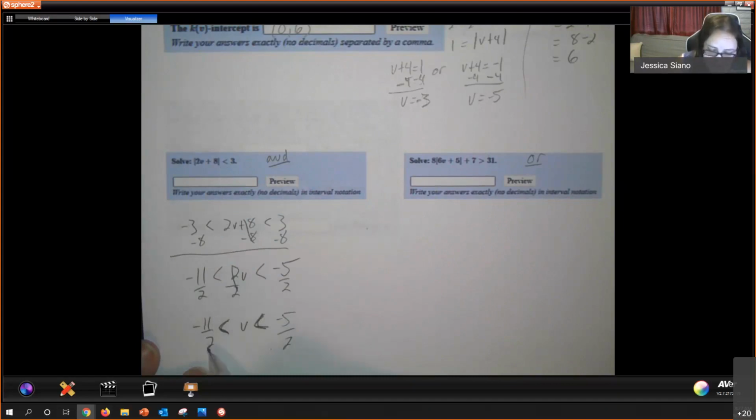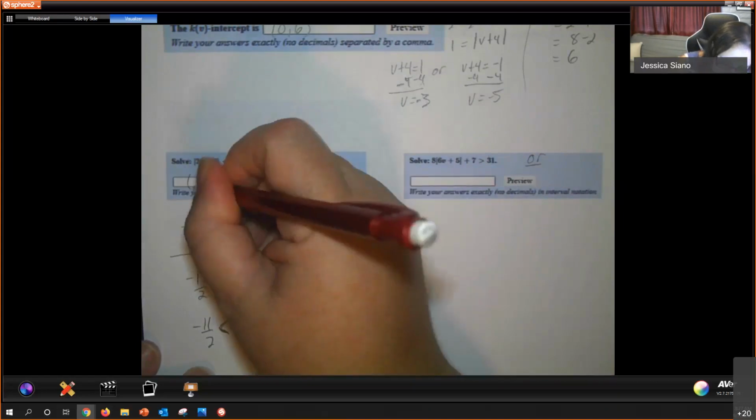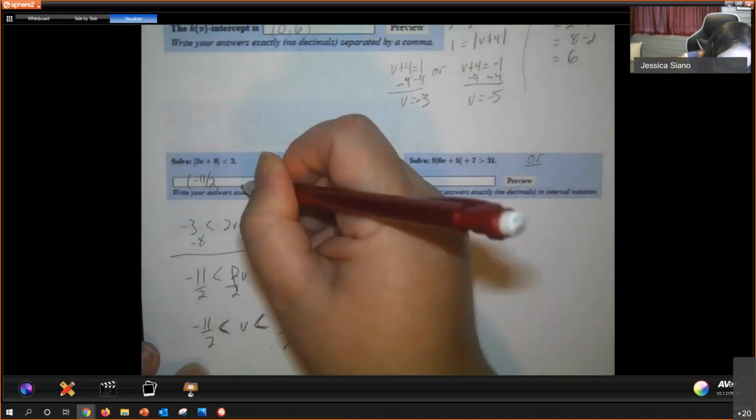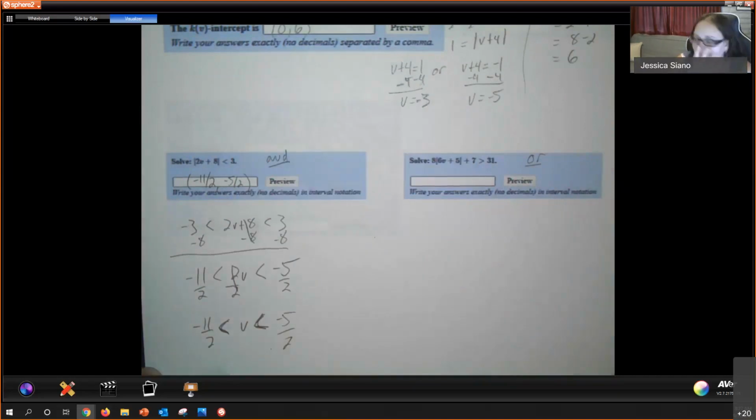And now in interval notation, this would be parenthesis -11/2, -5/2. Also with parentheses, because those are less thans, they don't have the or equal to. Remember, if they do have the or equal to, then you use brackets. Okay.